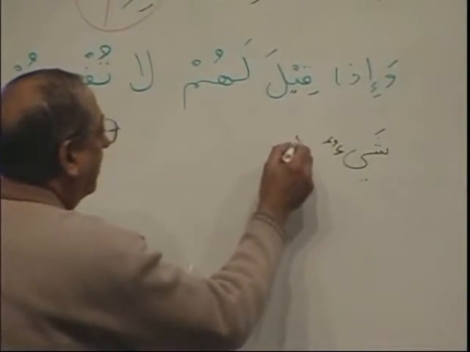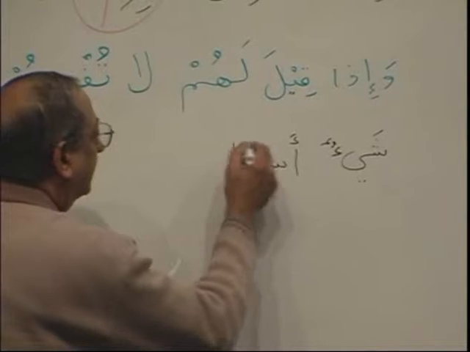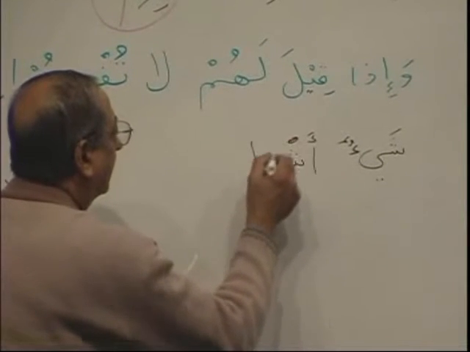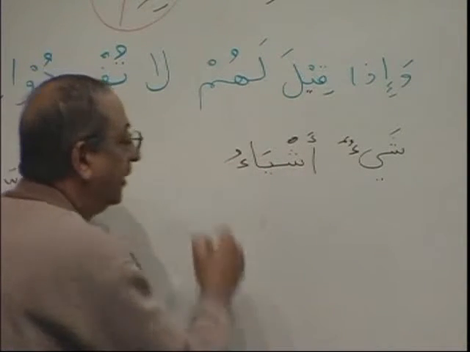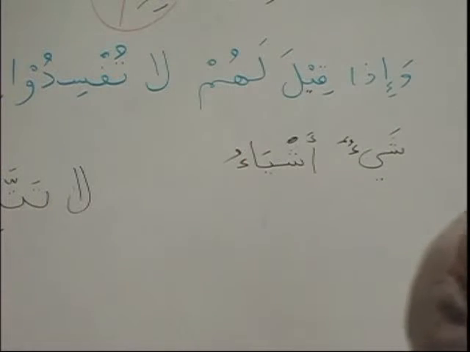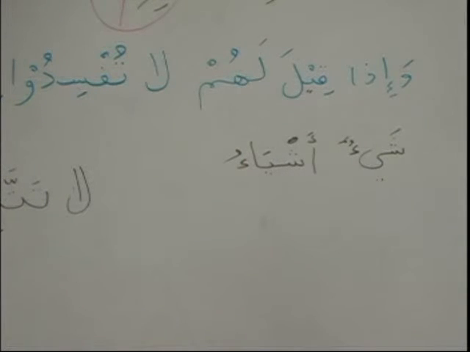Shay'un, singular. What is the plural? Ashya'u. Do you see single dhamma there? What does it mean? It is diptote. Ashya'u. So, nuridu, we want what? Ashya'a, mafulun bihi. Are you with me, brother?